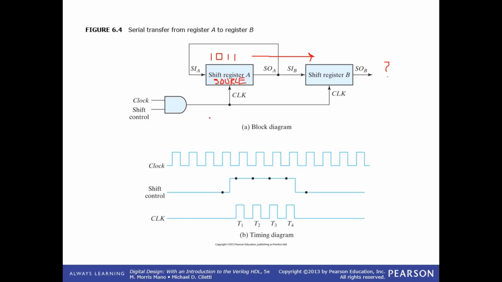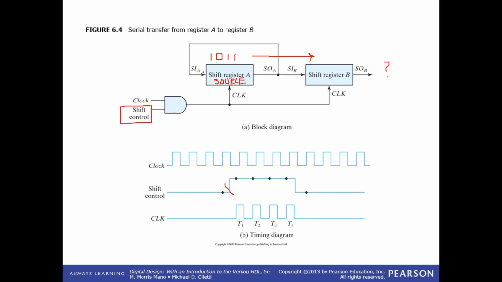So how is this going to take place? Just have a look. This clock is with a switch which is the shift control switch. Until and unless I have shift control equal to 0 until this point, there would be no clock that would be passed to shift register A or shift register B, and the data that remains at the SOB, SIB, SOA, and SIA would remain the same.